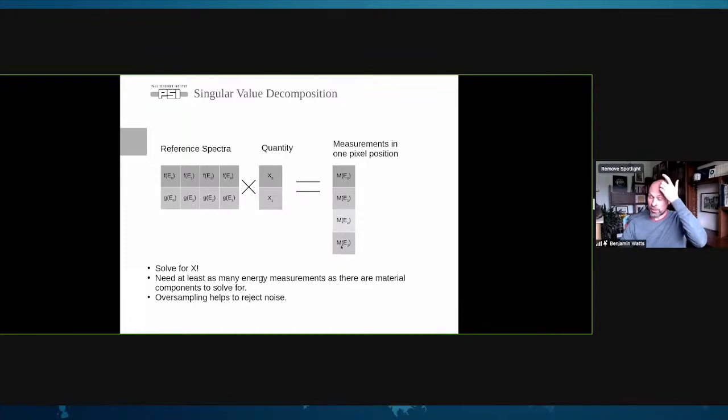There's software that will do this for you. And we need to have at least as many energy measurements as there are material components to solve for. So technically, just 2 measurements is enough. But if we oversample, it helps to reject noise and we get a better result.